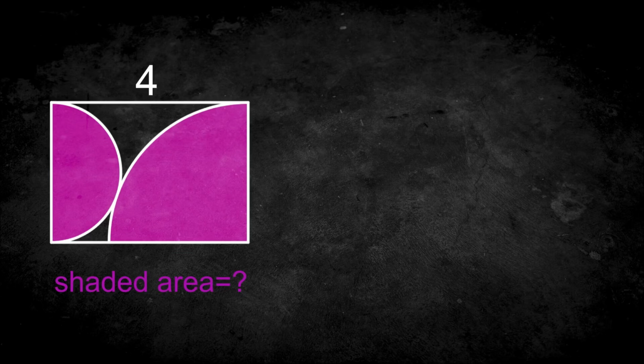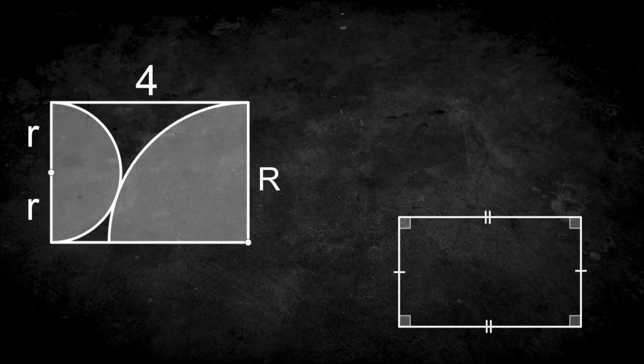Let's begin. Let small r be the radius of the semicircle and capital R be the radius of the quarter circle. The opposite sides of a rectangle are equal. Hence, capital R is equal to 2 times small r.